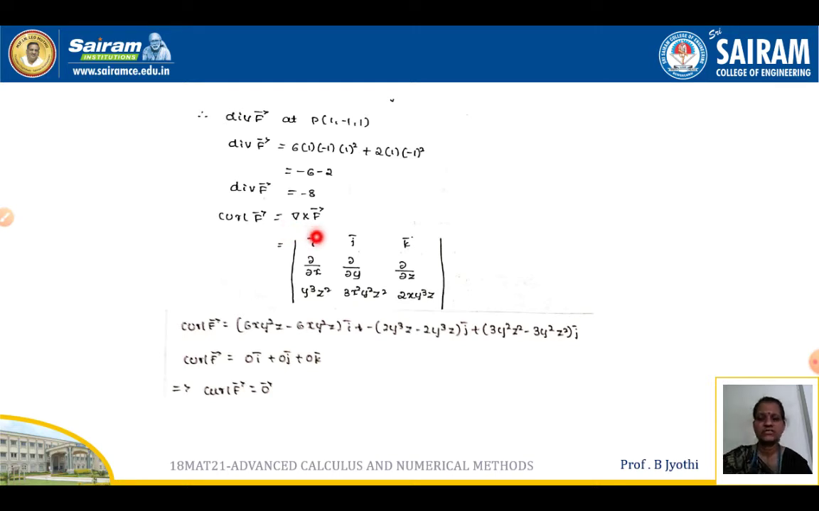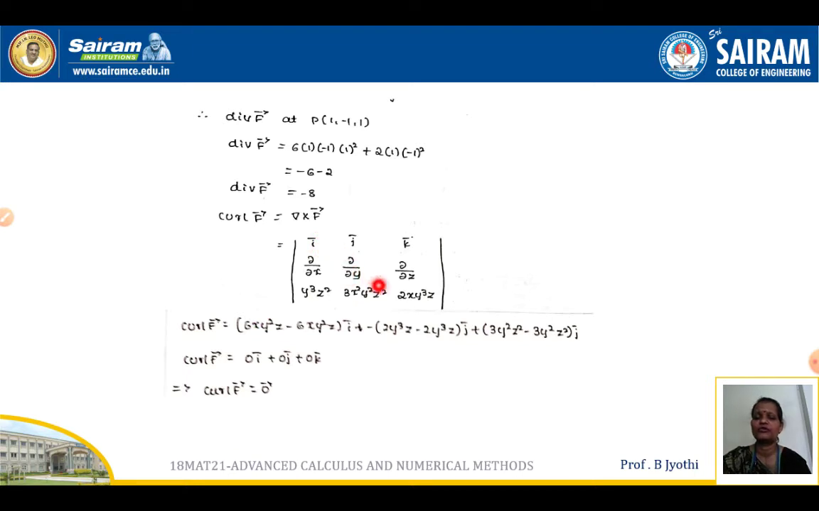The curl of f is given by del cross f, that is the determinant with the first row i, j, k, the second row dou by dou x, dou by dou y and dou by dou z, and the third row is the components of f, that is y cube z square, 3x square y square z square, and 2xy cube z. These are the components.